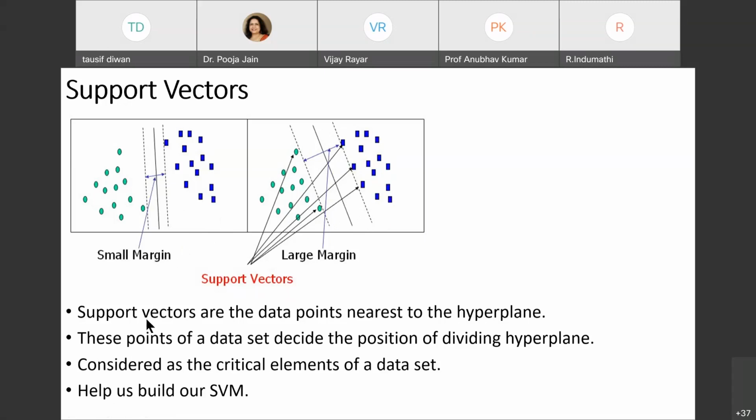So just support vectors. Support vectors are the data points. It is not this dotted line. These are the data points. Just look at this circle, this square. These are the data points nearest to the hyperplane. Okay, so see, this is the hyperplane, and in class 1, this is the support vector, and in class 2, this is the support vector. Okay, these data points decide the position of the hyperplane, meaning the dividing hyperplane that we want to identify. So based on these data points, or based on the support vectors, the position of the hyperplane is finalized.